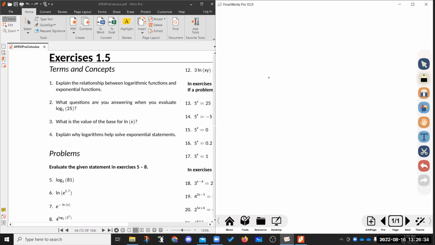What is the value of the base in the natural log of x? It is base e, Euler's number e.